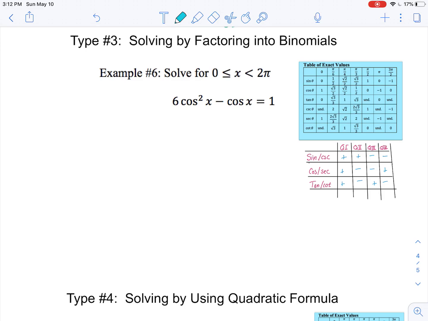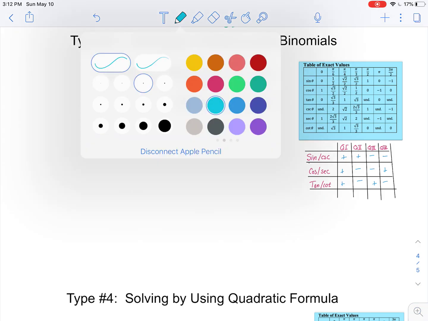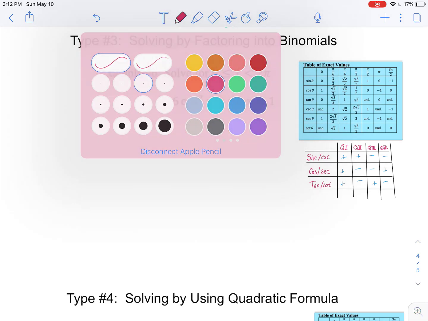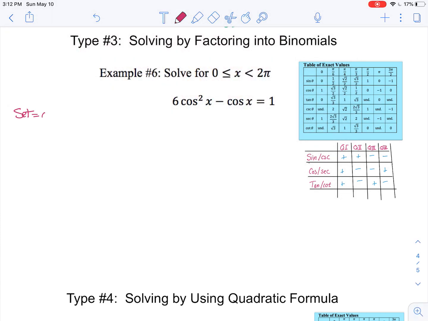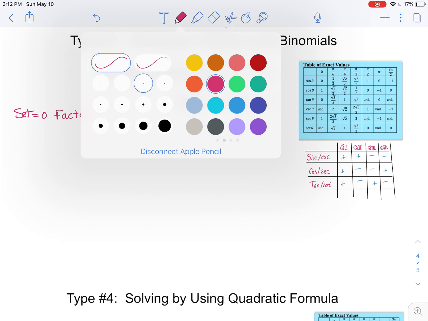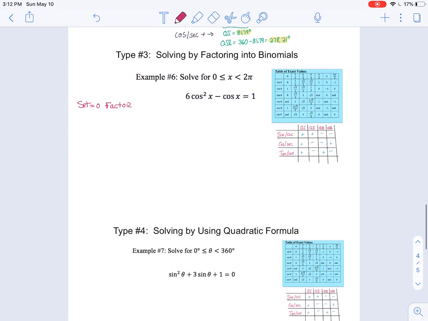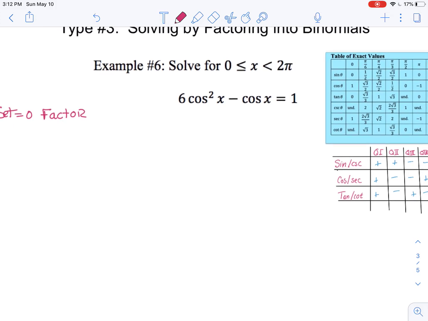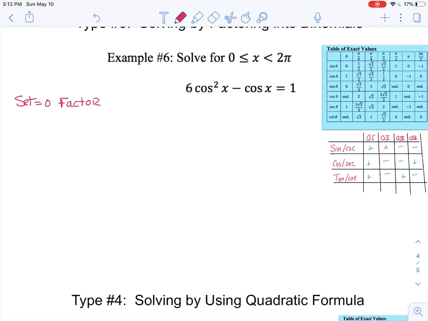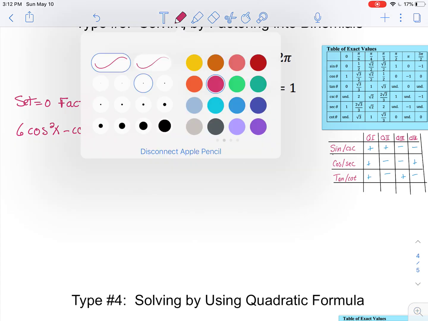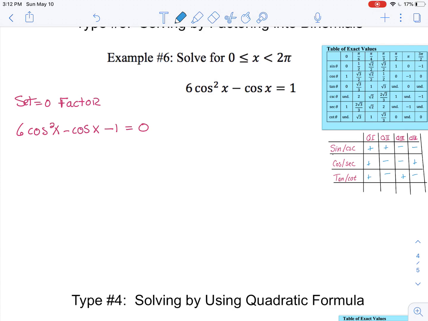I'm going to rewrite this, set it equal to 0, and factor. I'm going to get 6 cosine squared x minus cosine x minus 1 equals 0. Once again, I can do the substitution if it looks confusing for me to factor.